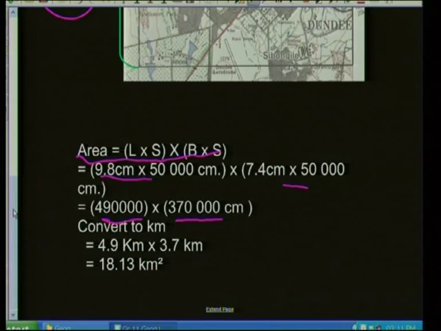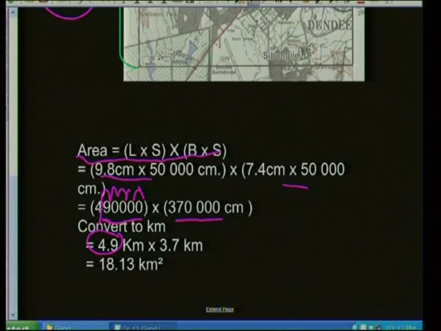If I convert it, remember I move 5 spaces to convert from centimeters to kilometers: 1, 2, 3, 4, 5. Because there's 100,000 centimeters in 1 kilometer, I have to move 5 zeros. I've got 4.9, and if I move 5 here, 1, 2, 3, 4, 5, I've got 3.7 kilometers. When I multiply them, they gave me 18.13 kilometers, and that is my area.